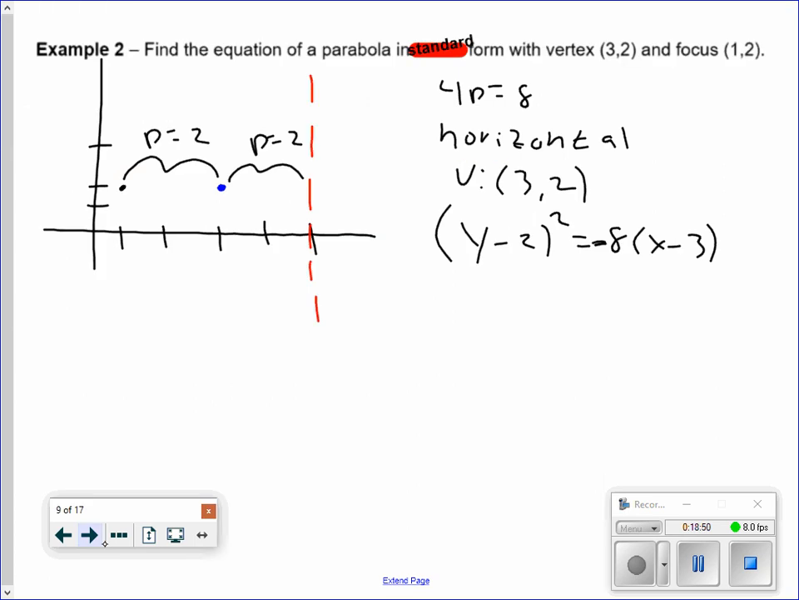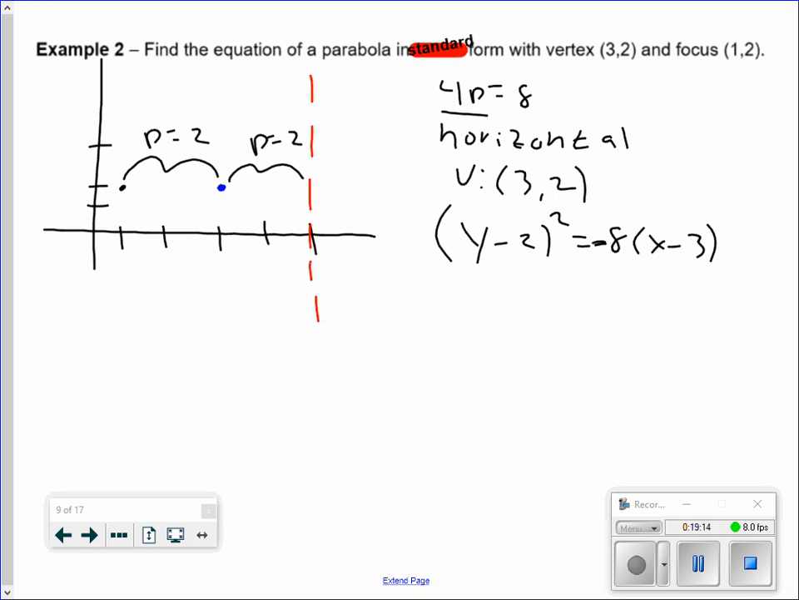All right, I'm sure you already saw it, but we should go for number 2. We're going to find the equation of a parabola in standard form with a vertex of (3, 2) and a focus of (1, 2). They already give us the vertex, so I already know my (h, k) point. All I need to figure out now is what my 4p is going to be, whether it's positive or negative, and which equation I'm going to use.